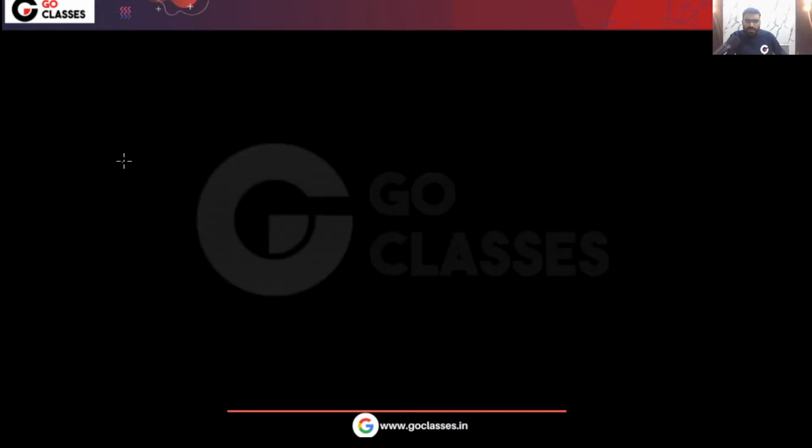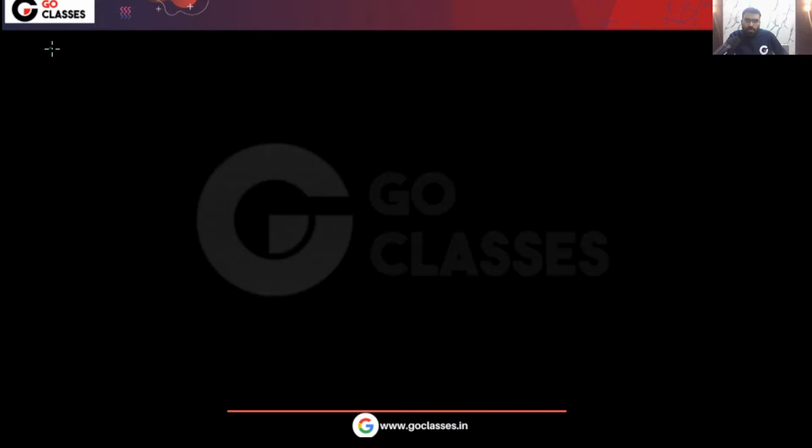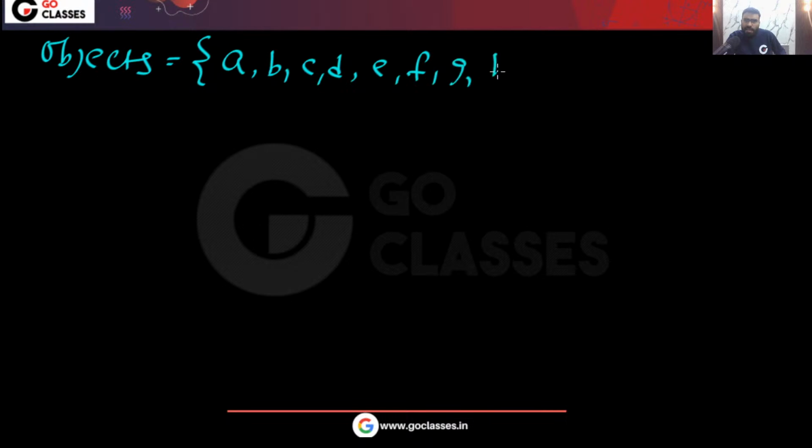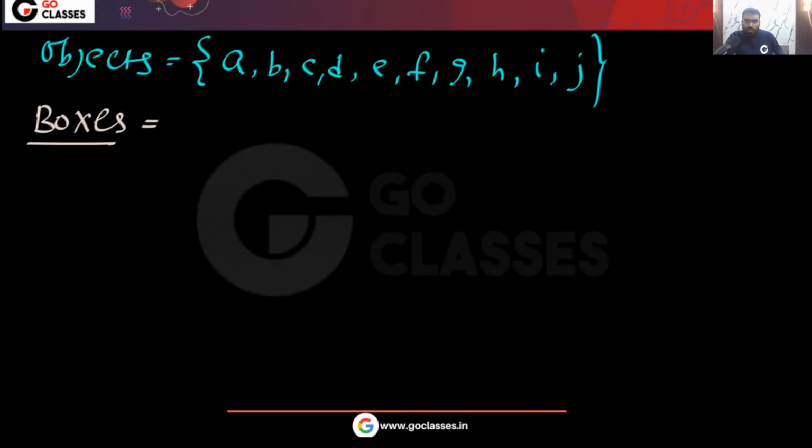So you can easily see one thing. You have a total of 10 distinguishable objects. Remember, the objects are already distinguishable. Let me call them A, B, C, D, E, F, G, H, just to explain. That is the reason I am taking this entire example. There are total 10 objects and there are boxes also. Initially, the boxes are identical. So all the three boxes are identical. Let me call them capital R, capital R, capital R.